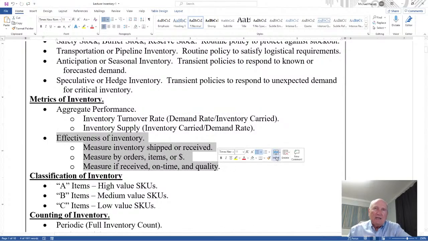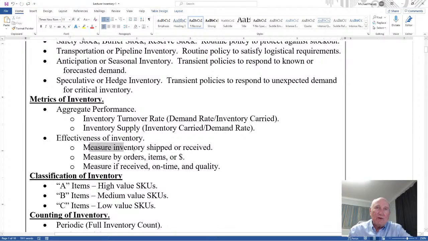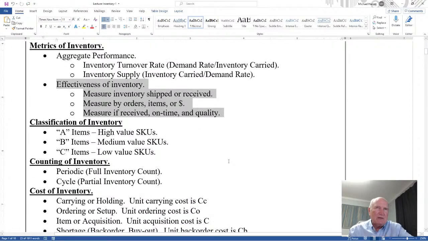Now, for effectiveness, I just put a bunch of stuff in here. For the measure of effectiveness of inventory, there are going to be dozens, if not hundreds of these spread all over. Every company will have its own measure. And so the measure that you would have as effectiveness depends on the aggregate strategy, the philosophy, the company, the culture of the company, etc. But here are some of them. You measure how much was shipped and received, how many orders you made, how many items were shipped, what's the dollar amount, if it was received, yes or no, was it on time, was it quality, was it damaged or what? So there are all different kinds of effectiveness measures. We won't get into that in this course, but I put it in here to be complete.